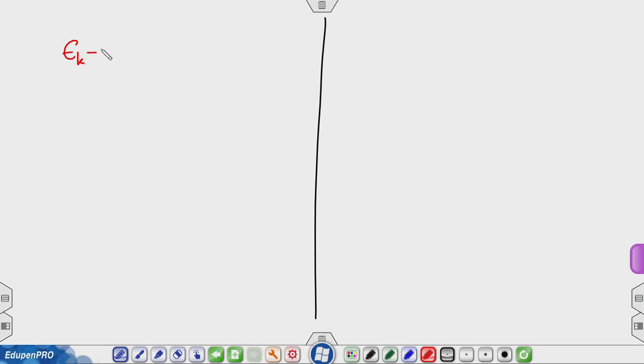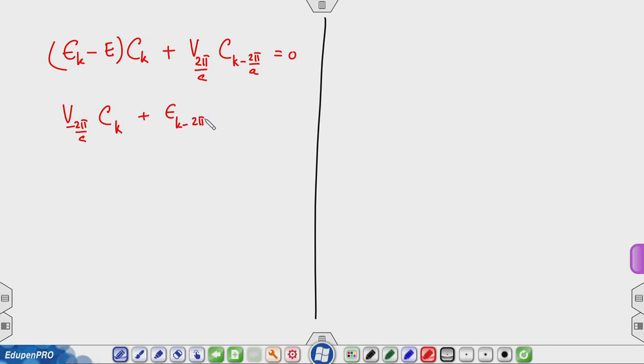This gives you (epsilon_k minus E) c_k plus V_(2 pi by a) c_(k minus 2 pi by a) equals 0, and V_(minus 2 pi by a) c_k plus (epsilon_(k minus 2 pi by a) minus E) c_(k minus 2 pi by a) equals 0.